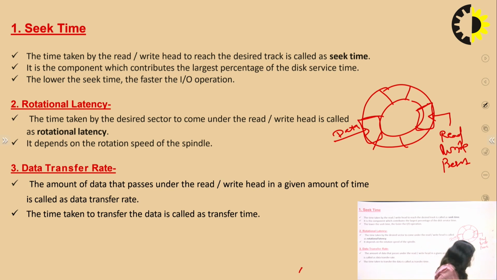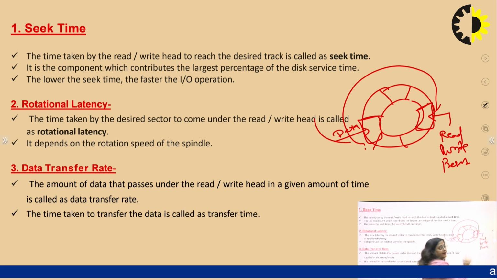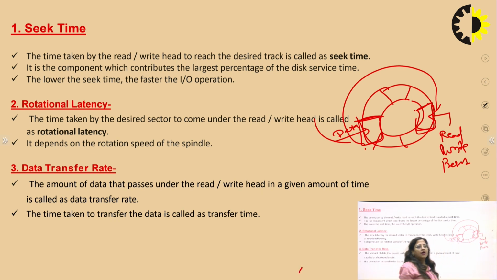Then the problem is how to access your data from the desired sector. So this disk rotates clockwise, and the time taken for your desired sector to come under the read write head is called the rotational latency. Got it? The time taken by the desired sector to come under the read write head. This is the desired sector, and how much time it needs to come under this read write head is called the rotational latency.